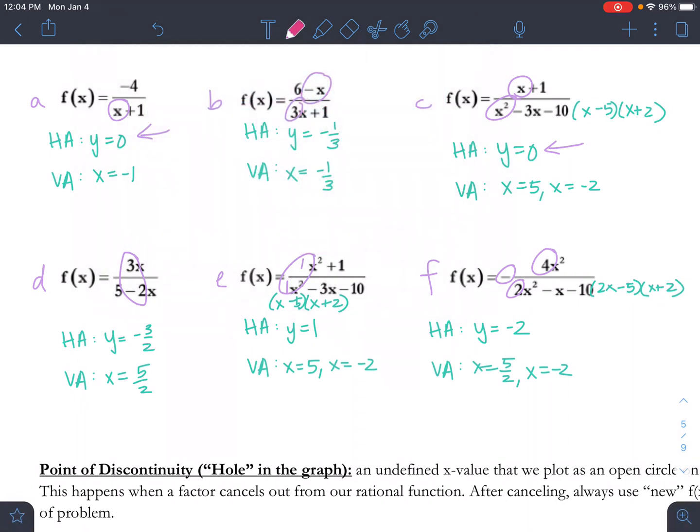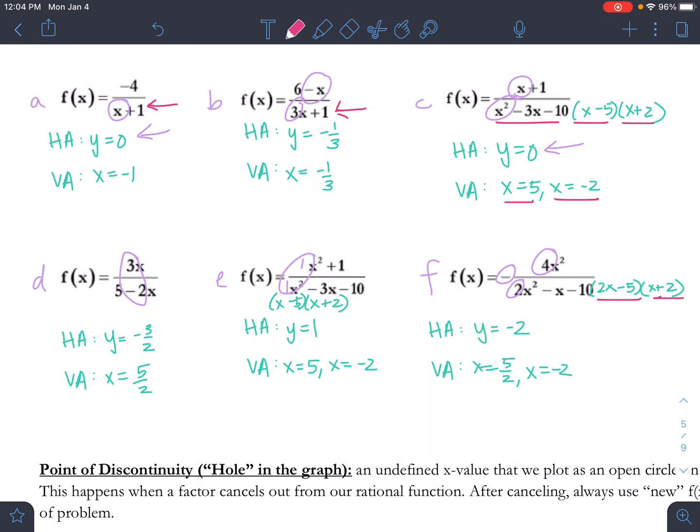Vertical asymptotes, set the denominator to 0. Negative 1, negative 1/3. If we have multiple factors, then we set each one of them equal to 0, and we're going to have 2 vertical asymptotes. Okay, and factoring something like this, don't forget if you did like divide and slide or split the middle, make sure that you factored correctly there. 2x minus 5, x plus 2, so you get 5 halves, and x equals negative 2. Again, notice that I wrote all of them as equations. Y equals and x equals, yes, you have to do that.